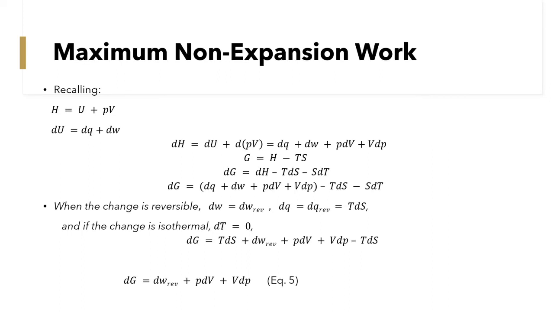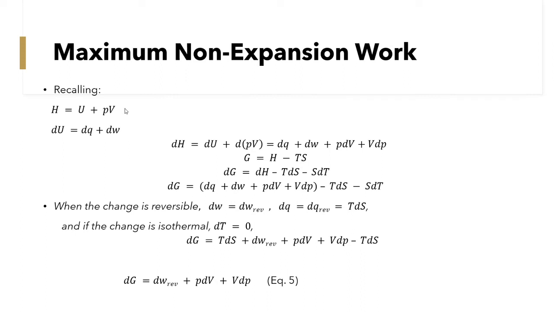So most of the time we talk about expansion work, the PV work. So let's talk about the non-expansion work. For example, you can have electrical work as an example. So let's recall what we have learned before, tying back everything together. All right, so H is equal to U plus PV, right? And dU is equal to dq plus dw. So this is when we first talked about enthalpy, and this is when we talked about the first law of thermodynamics.